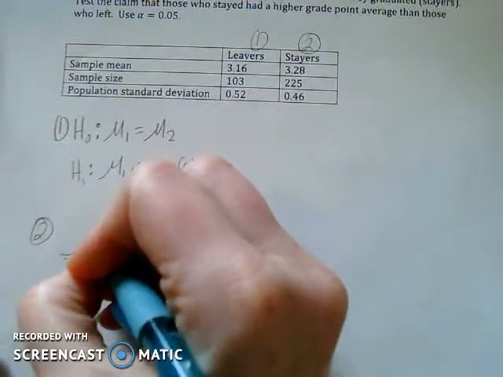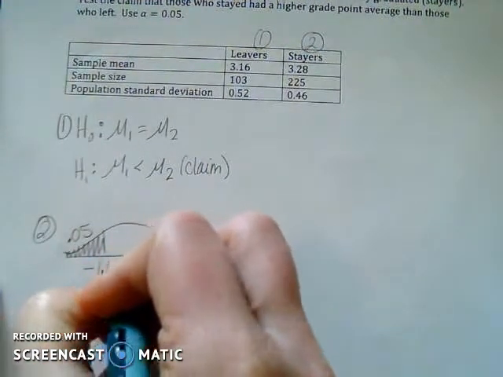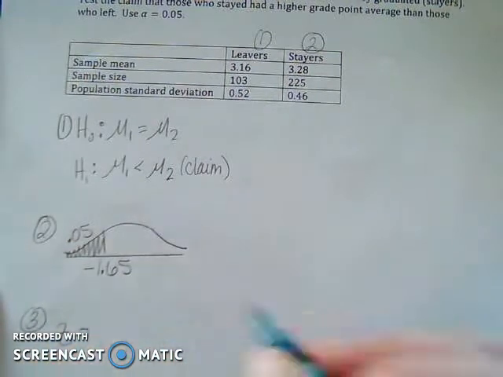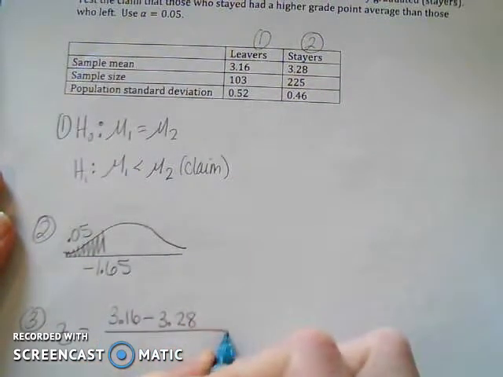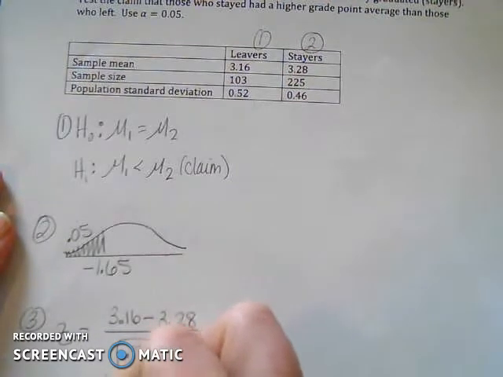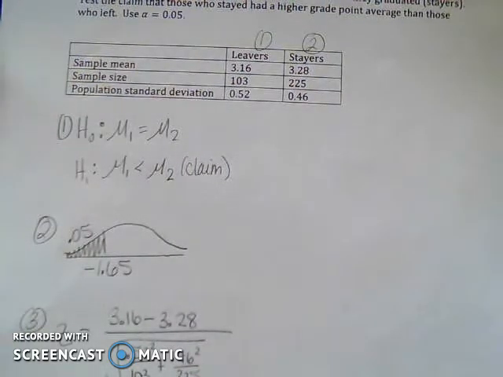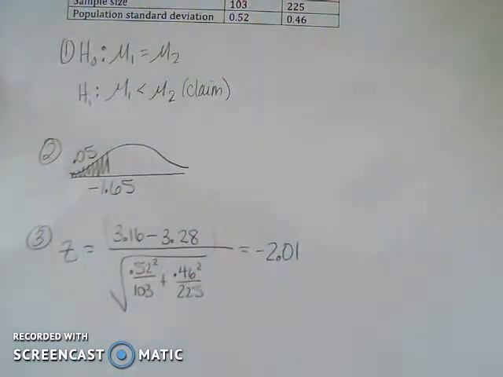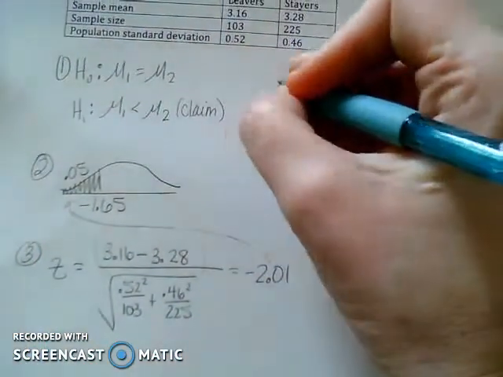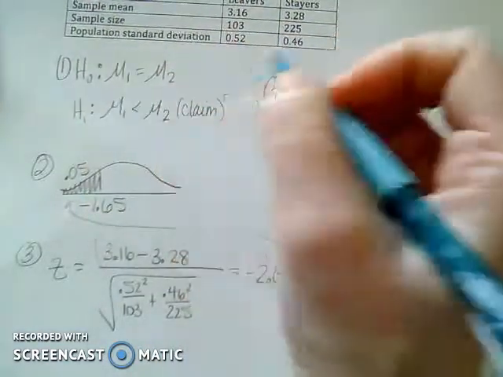Step 2, we're going to look at 0.05. So 0.05 in the big part of our table gives us negative 1.65. Our z-score is going to be 3.16 minus 3.28 over square root 0.52 squared over 103 plus 0.46 squared over 225. Okay, so again, you need parentheses here, and that should be it, sorry. And that gives us negative 2.01. So that's going to be over here, which means we're going to reject h sub 0. So we're rejecting this one, meaning we think this one's true.